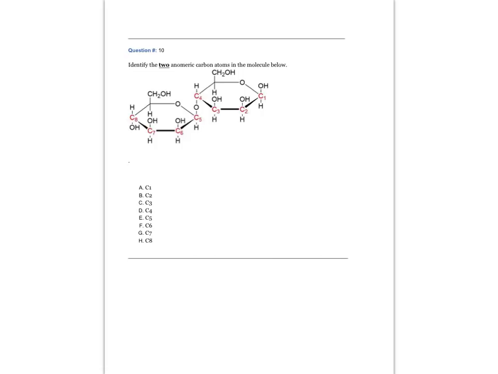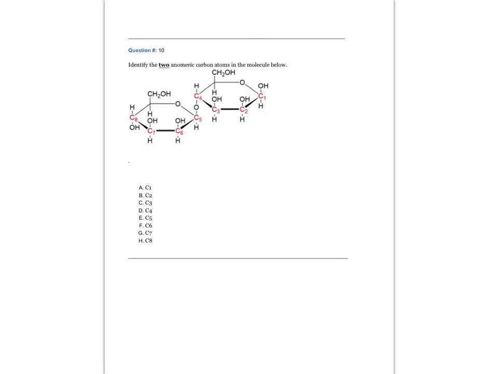Question number 10. Identify the 2 anomeric carbon atoms in the molecule below. So the anomeric carbons are the carbons that are either in hemiacetals or acetals. So your eye should be drawn to where the oxygens are. There's an oxygen here and here that are bonded to, or you should be drawn to a carbon that's bonded to 2 oxygen atoms. And this carbon's only bonded to 1 oxygen, carbon, carbon, hydrogen. So here and here, oxygen, oxygen. So the choices, those are the only 2 that are acetals or hemiacetals.